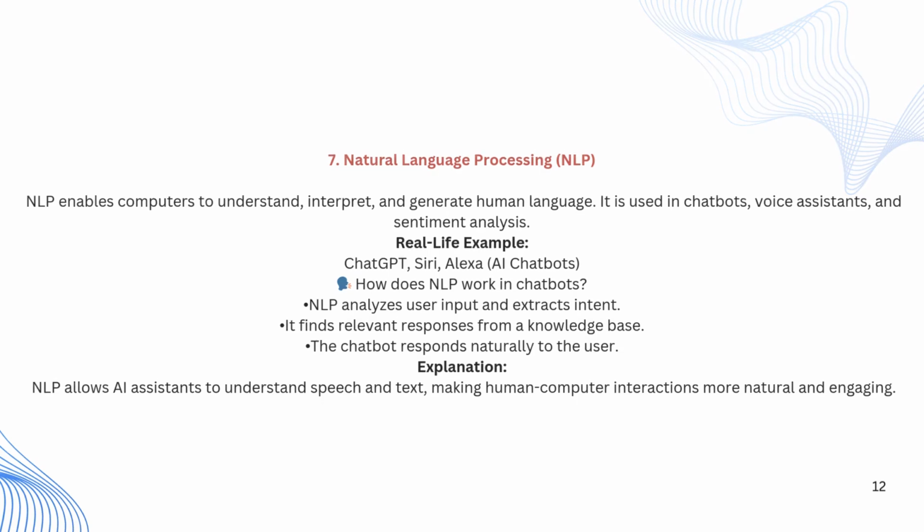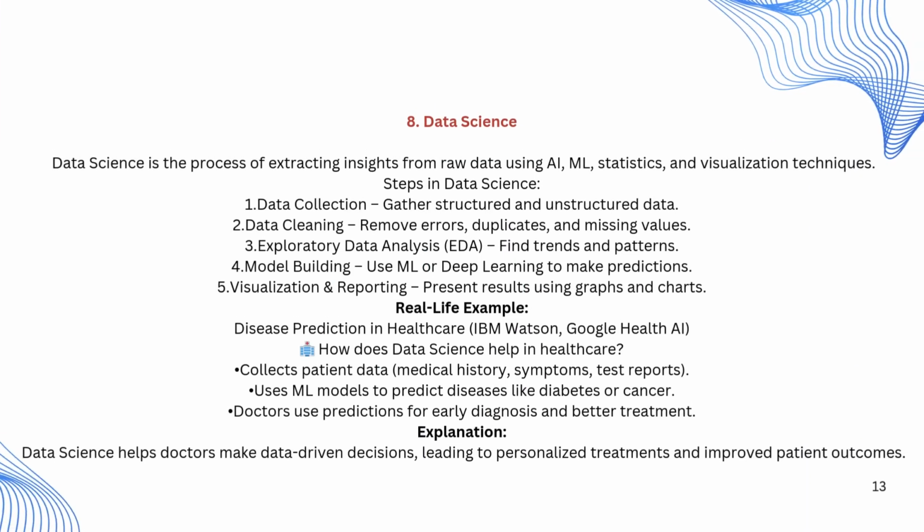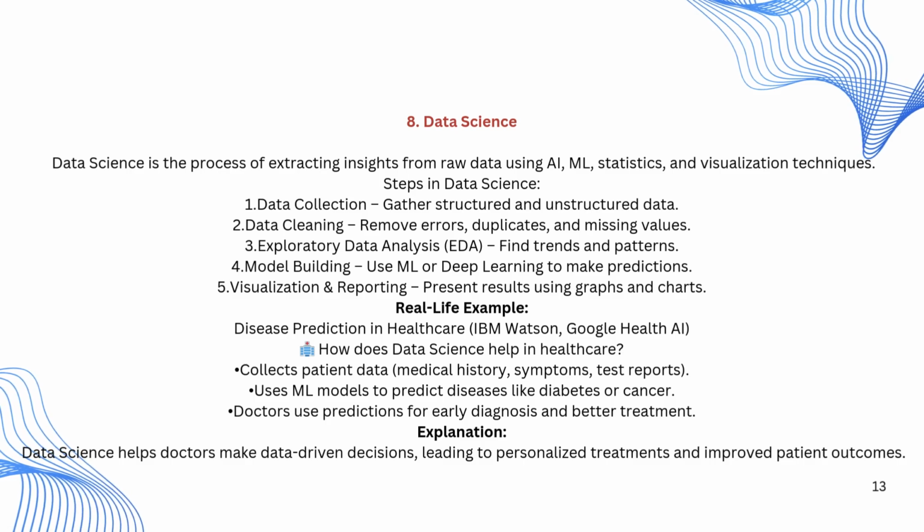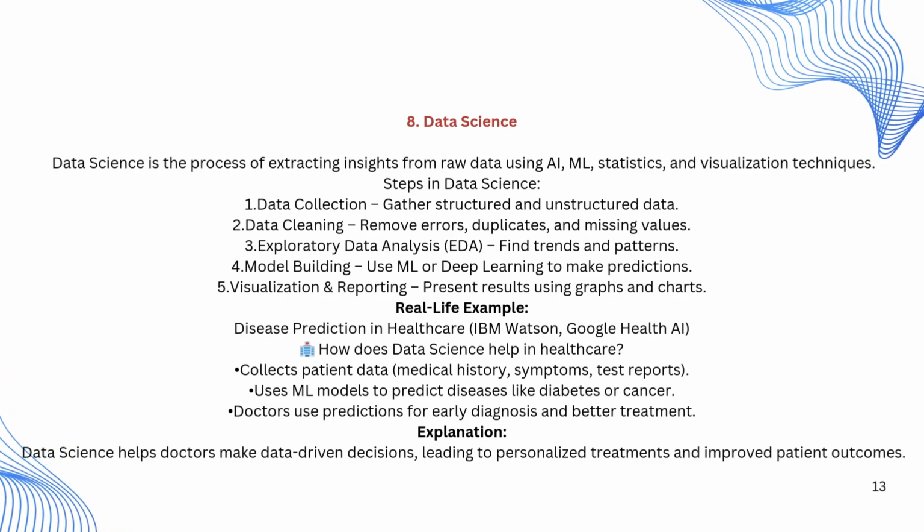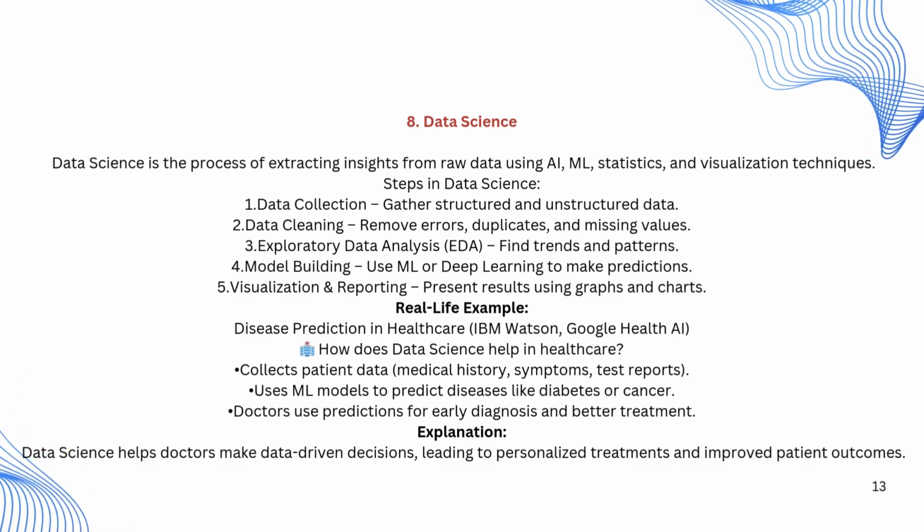Data science is the process of extracting insights from raw data using AI, ML, and statistics. For example, in healthcare, AI analyzes medical reports to predict diseases early and help doctors make better decisions. It's more about extracting the insights, and there are a lot of steps involved. For example, data is collected, then the data is cleaned, because a lot of the data sets we have are imbalanced data sets.